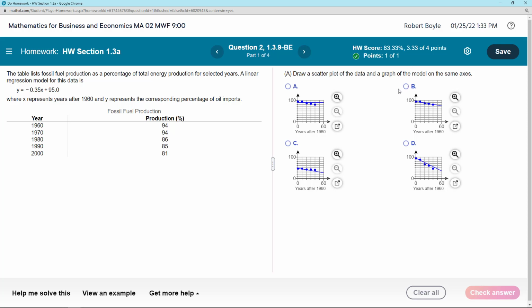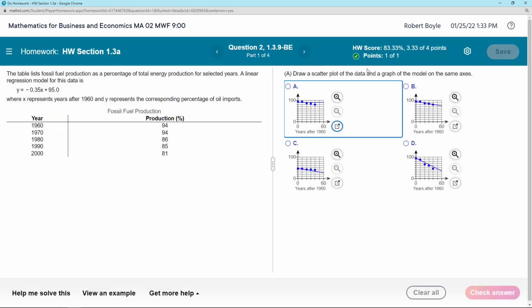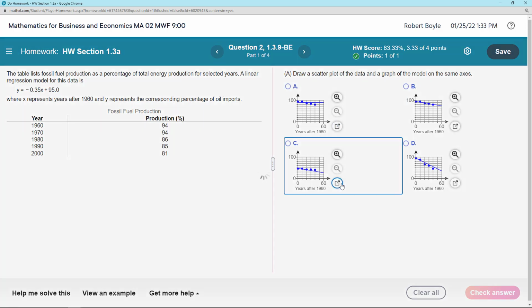Now the first thing we want to notice here is that we have a negative slope. This model right here has a constant slope. This cannot be the graph. So this one is out. The second thing we have is that the y-intercept, the point where the line crosses the y-axis, is going to be at 95%. Well, let's take a look at C.